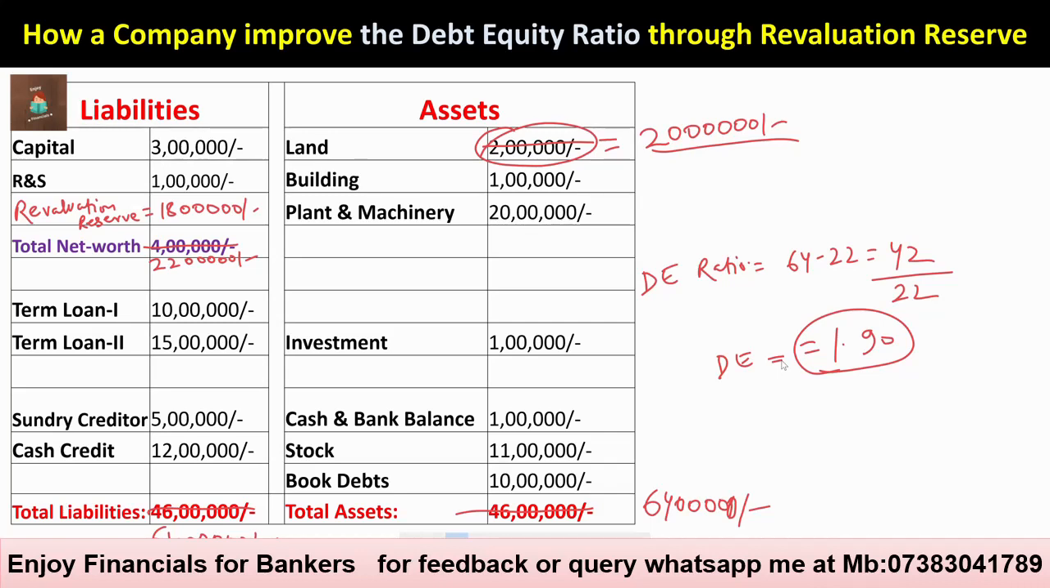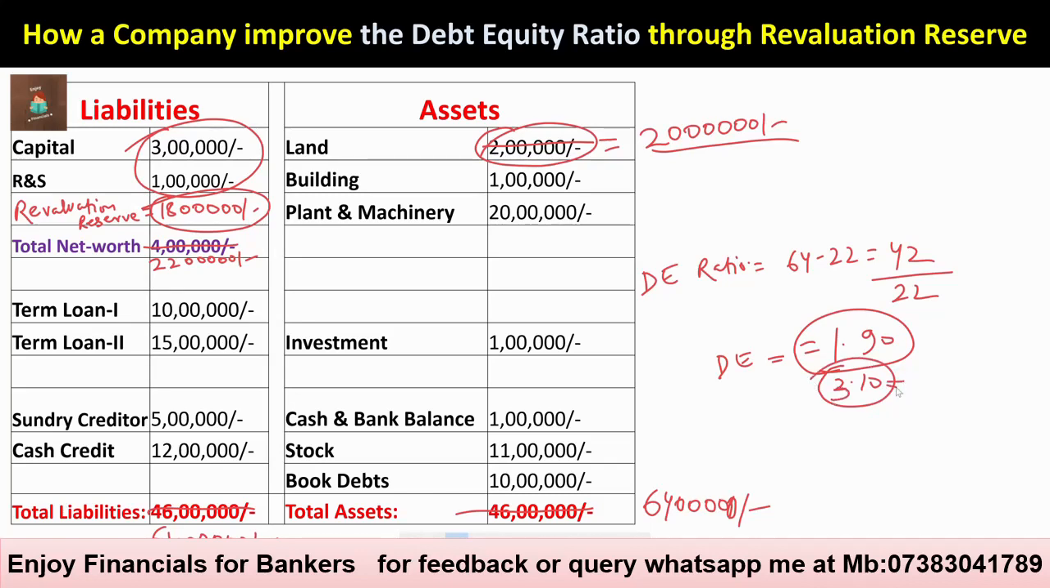Friends, as a banker, as a financial analyst, we should not consider the revaluation reserve as a part of the net worth. Why should we not consider it? Because this is not the actual money that the company has brought into the business. This is simply a book entry. The actual money it has brought in is just 4 lakh rupees. So if we consider this 18 lakh rupees as a revaluation reserve part of net worth, again it can take another 2.10 times of loans, or 3.10 times of loans from its net worth.